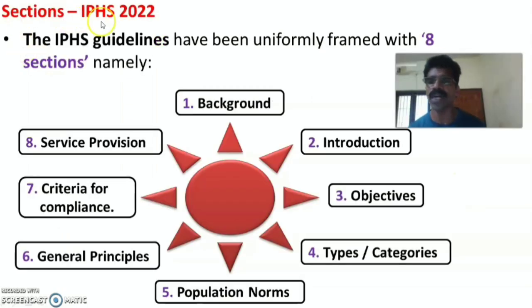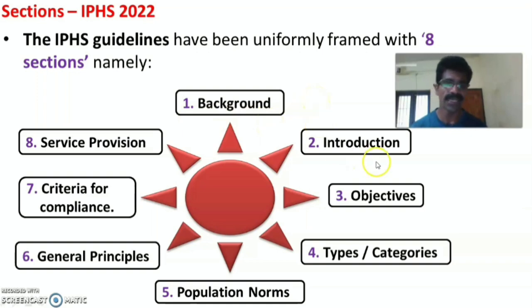Then, the sections of IPHS 2022. When you go in depth into the IPHS standards 2022, we see 8 important sections. The IPHS guidelines have been uniformly framed with 8 sections. All the IPHS standards, whether for the sub-center, primary health center, community health center, sub-divisional hospital or district hospital, have these 8 sections.